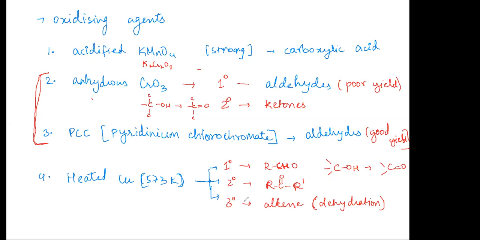And in the case of tertiary, now you don't have any hydrogens attached to the same carbon for it to lose, which is why it basically forms an alkene. So it loses one other hydrogen from an adjacent carbon and forms an alkene. So in this case, you have a dehydration reaction taking place.